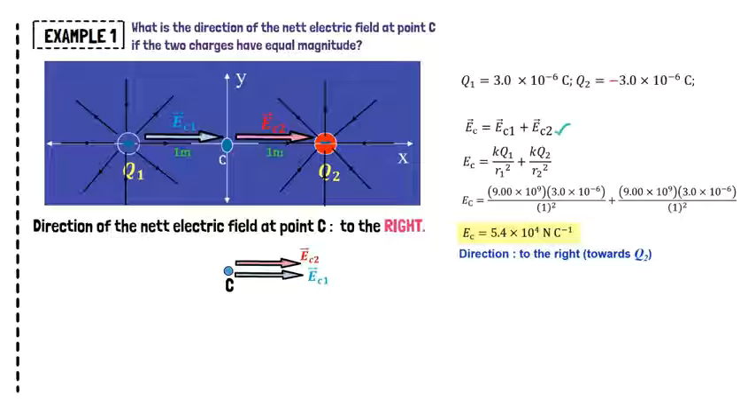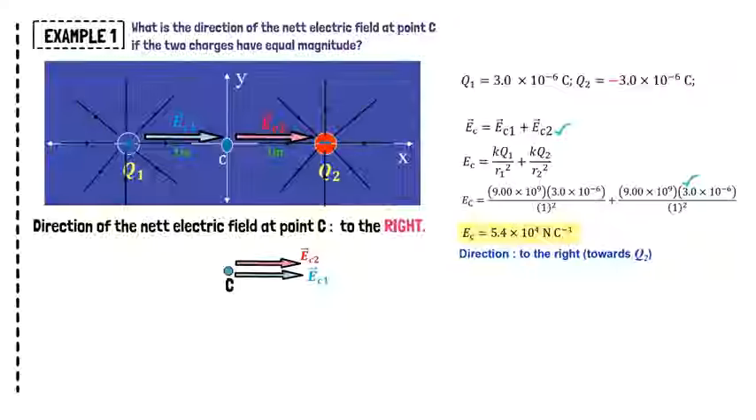Okay, ingat ya, bila you kira electrostatic force and electric field, dalam calculation kalau you ada negative charge, contoh macam Q2 tadi, okay, please make sure you ignore the negative sign of the charge. Remember, okay, so dalam calculation mesti ignore negative charge untuk Q2 tadi. Okay, so sebab apa? Sebab kita dah tentukan direction dia tadi.